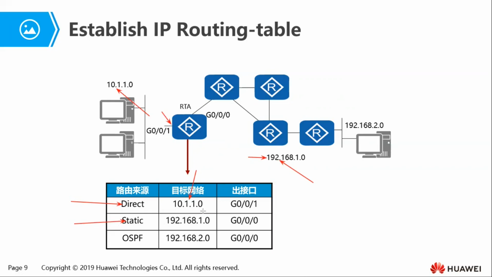So the route will have the destination network and the outgoing interface. For the direct route, if we want to get to this network, we go through this interface G0/0/1. Then we can also learn routes using protocols. We call it dynamic. For example, this route 192.168.2.0 has been learned dynamically. If we need to go there, we go through the outgoing interface G0/0/0, this one.